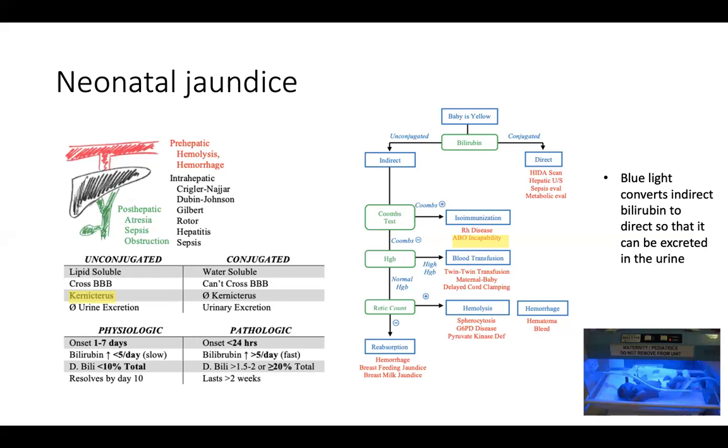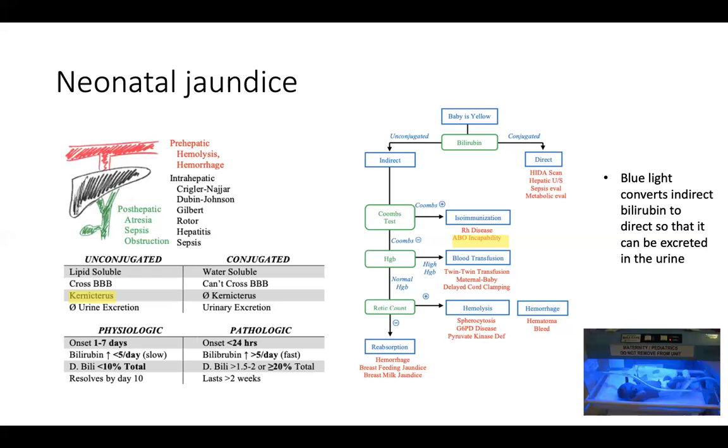So unconjugated is going to be lipid soluble. Lipid soluble bilirubin is going to be able to cross the blood-brain barrier, and it can cause kernicterus. Kernicterus is important to know because this is a level of bilirubin that's going to be building up in the brain and causing encephalopathy, which can lead to death. In the urine, it cannot be excreted.